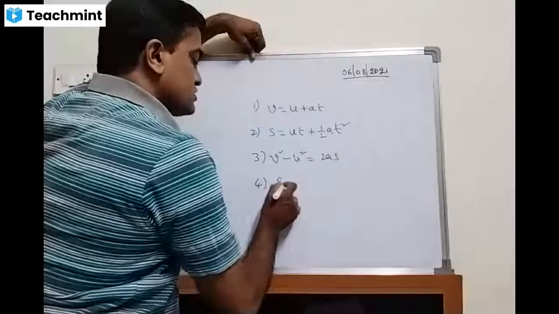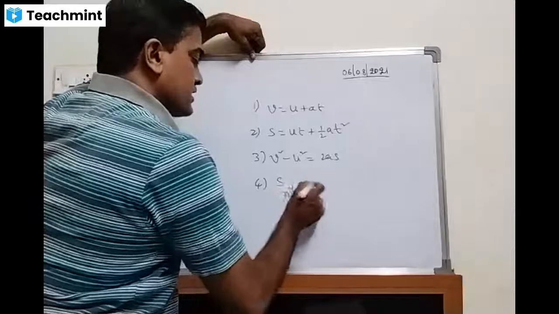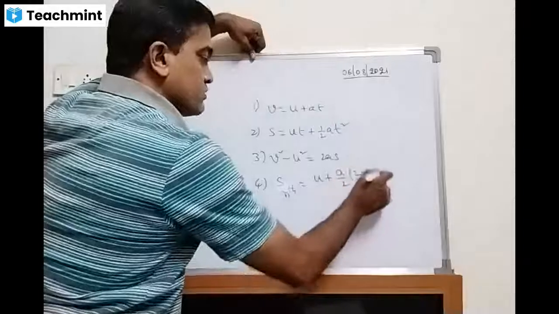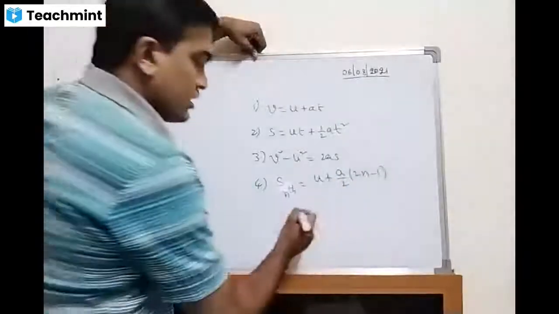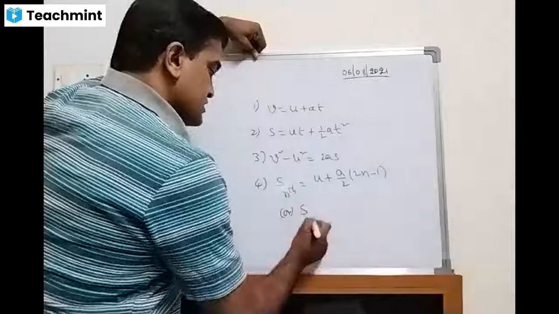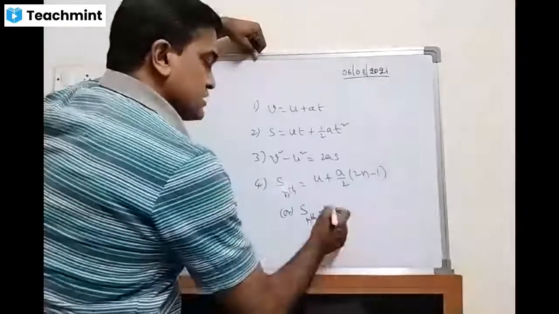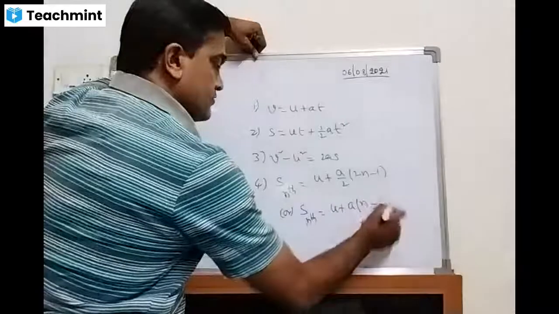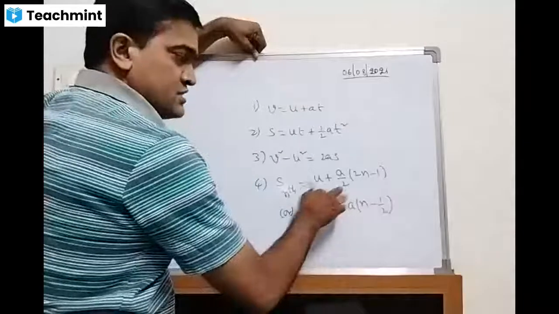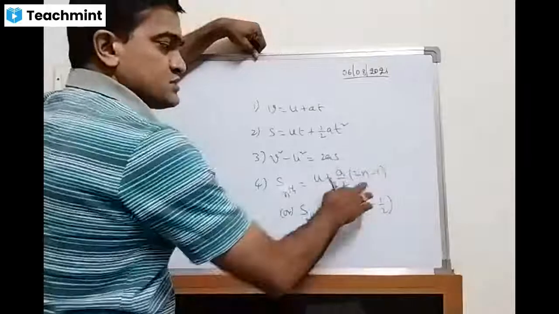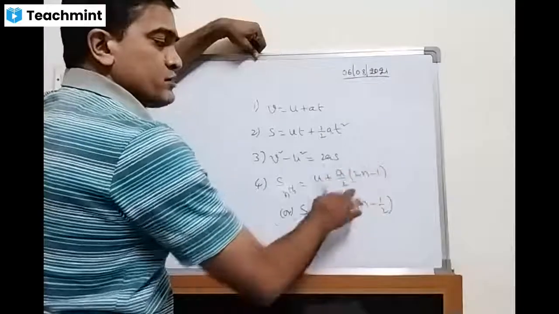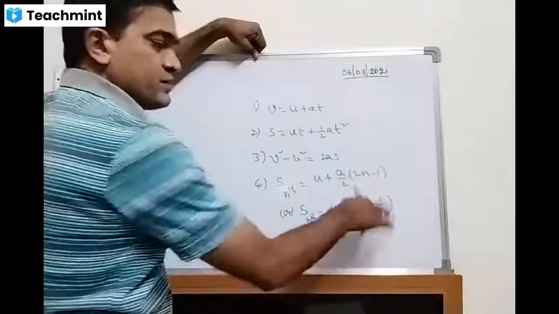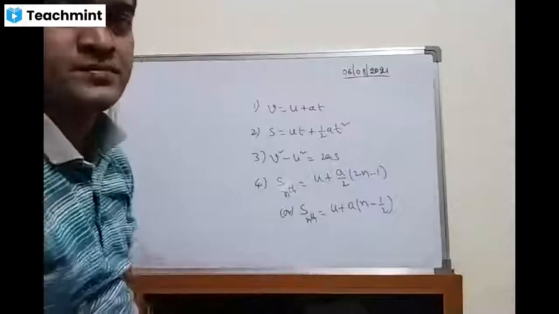The fourth one is the displacement covered by a particle in the nth second, which is equal to u plus a by 2 into (2n minus 1). Or you can also write it the other way: displacement covered by the particle in the nth second is equal to u plus a into (n minus 1 by 2). Take the 2 inside the brackets, and 2n by 2 gives n, and 1 by 2 remains. Both are the same.